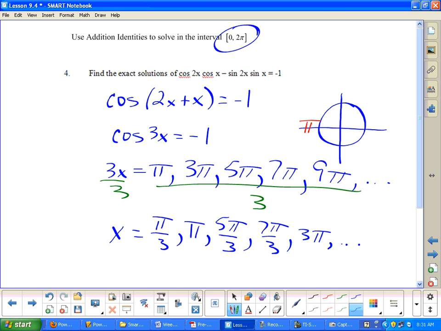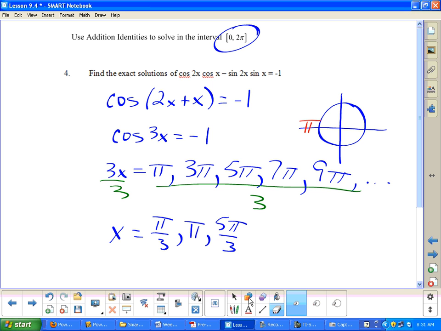All right, what's 2 pi with 3 as a denominator? Okay, 6 pi over 3. So if the number is bigger than 6, then it doesn't work. So I need to get rid of all those ones bigger than 6. And here is my answer.